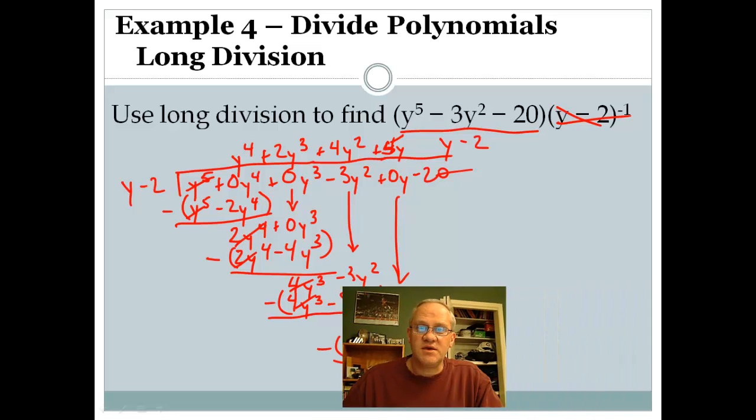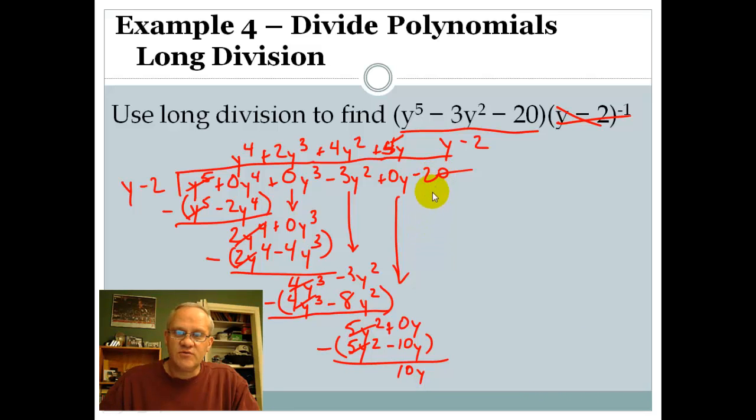We might just barely make it here. And then we can bring this negative 20 down, and we say y times what would give me 10y? Well, that's going to be positive 10. So 10 times y is 10y, and 10 times the negative 2 is negative 20. And remember, we have to subtract that whole thing, so 10y minus 10y cancels. Negative 20 minus a negative, that's plus 20. Those cancel and give me a remainder of 0.